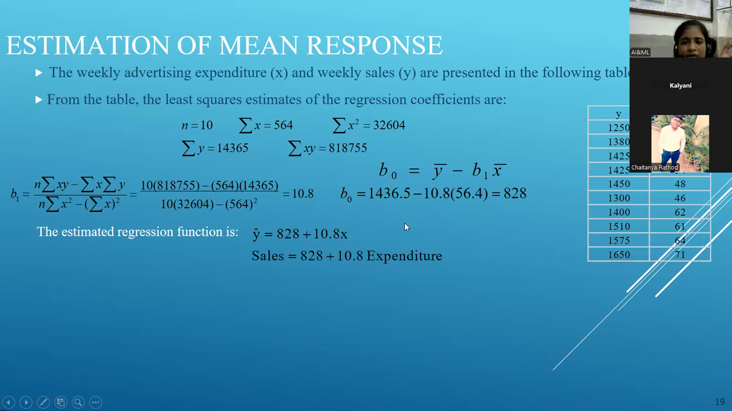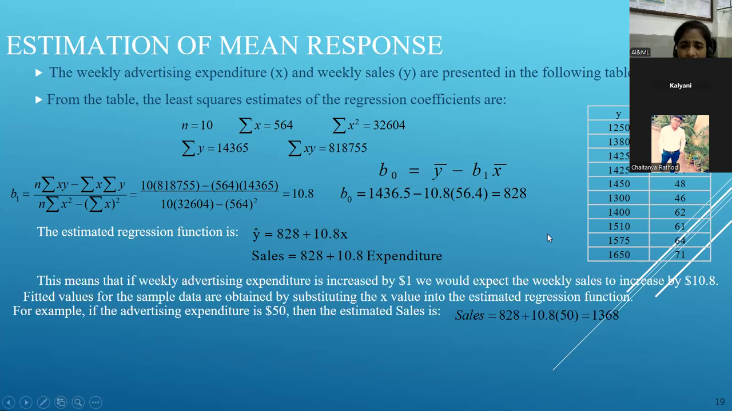And let us say I need to find for a particular value of expenditure. तो इससे क्या मीनिंग निकल रहा है? That if weekly advertising expenditure को $1 से बढ़ाया तो sales $10.8 से बढ़ेगी. Second thing, I can compute कि अगर advertising expenditure $50 है तो estimated sales कितनी आएगी? That is a predicted value of sales. I can compute. So this is called as point estimate या forecast of mean response या sales. तो mean value पे कितना estimate आ रहा है? This can be computed. So till here, is it clear?